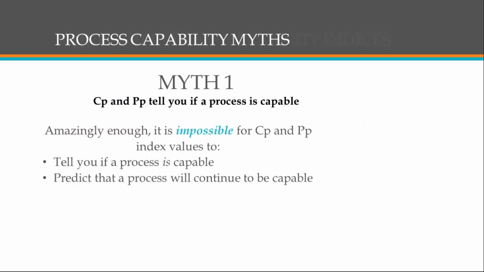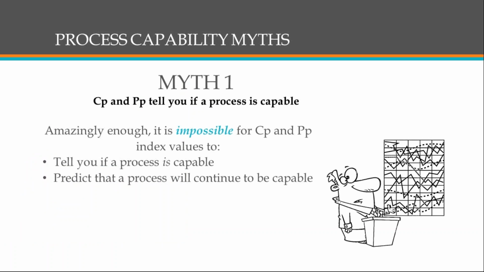Number one, it's an interesting myth. Myth number one is CP and PP tell you if a process is capable. Now, you would think that they would because they call them capability indices. But the fact of the matter is that it's impossible to tell if you're capable with the CP and PP. Let me show you why.